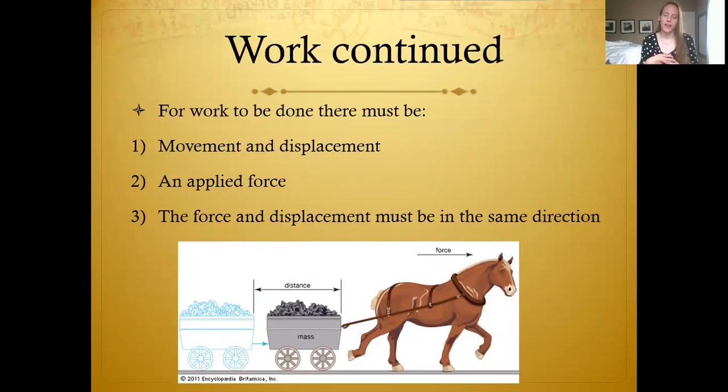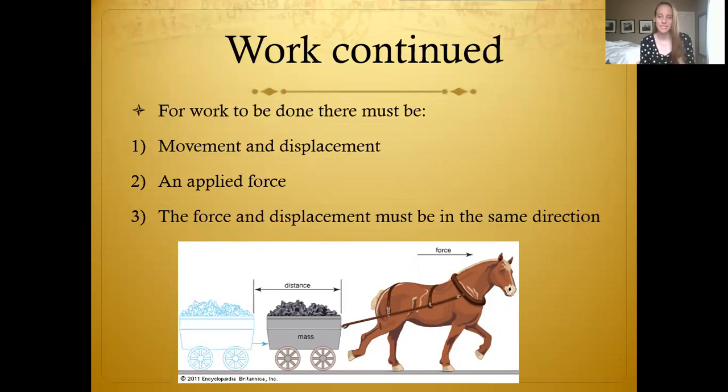These are the three criteria that need to be met in order for work to be happening. There has to be movement and displacement, so you have to move an object from one area to another. There has to be an applied force, so that could be a push or a pull or something like that. And then the force and the displacement must be in the same direction.